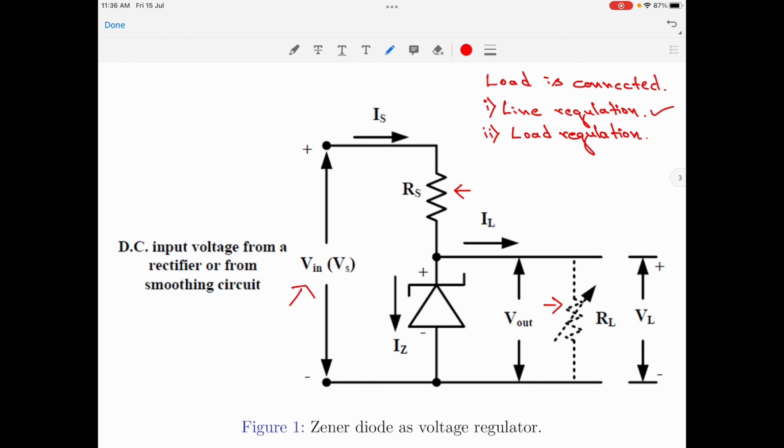For this particular case, the percentage regulation is given by the formula delta V naught, which is the change in the output voltage, divided by delta V in, which is the change in the input voltage, multiplied by 100, because this is in percentage. So, we call this particular case line regulation because it is the input voltage that is being varied while holding the load resistance value constant.